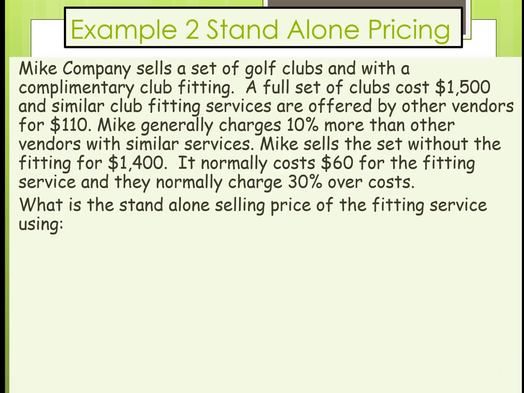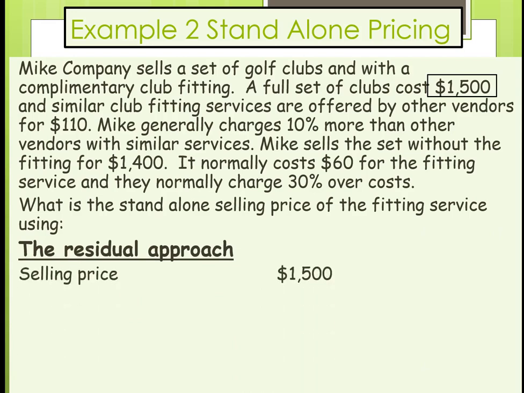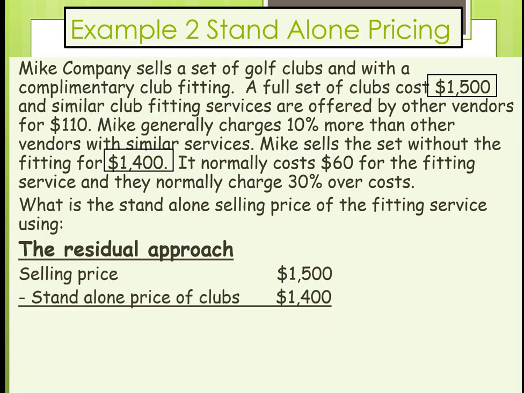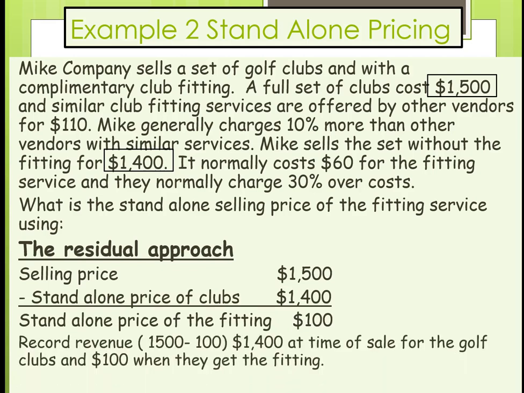Now we're going to do our last method. This is called residual approach. We know the selling price is $1,500. We know that by themselves they sell for $1,400, which means we'll assign $100 for the fitting. So we'll book $1,400 at the time of the sale for the golf clubs and $100 when they get the fitting. Now let's look at another example, looking at variable consideration.